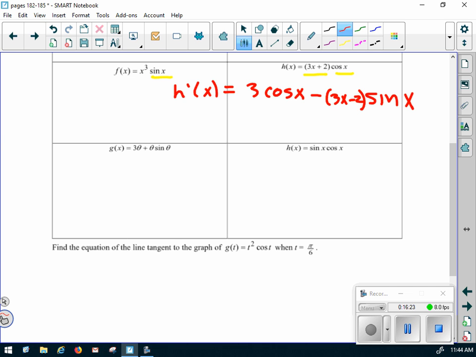Now, do you notice I didn't write the plus? Why didn't I write the plus? Because the derivative of cosine is negative, so instead of putting plus negative, I just put minus. Don't distribute that sine x. Sorry, that's a plus 2 right there. You have to put that 3x plus 2 in parentheses, because what's multiplied by the sine x? Not just the 2, the 3x plus 2 is multiplied by sine x.